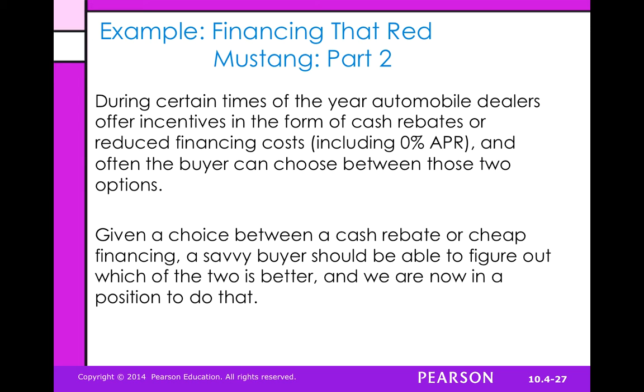So imagine you've bought this Mustang and the dealer comes to you and says, we'll give you $2,000 off now, or we'll let the first 2 years of the loan be interest free. Which of those deals is better for you? That's what we're going to answer now.